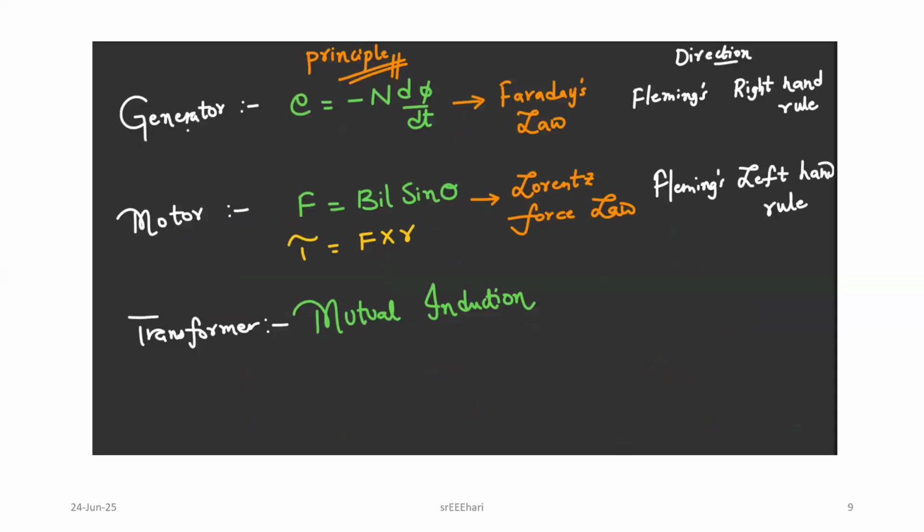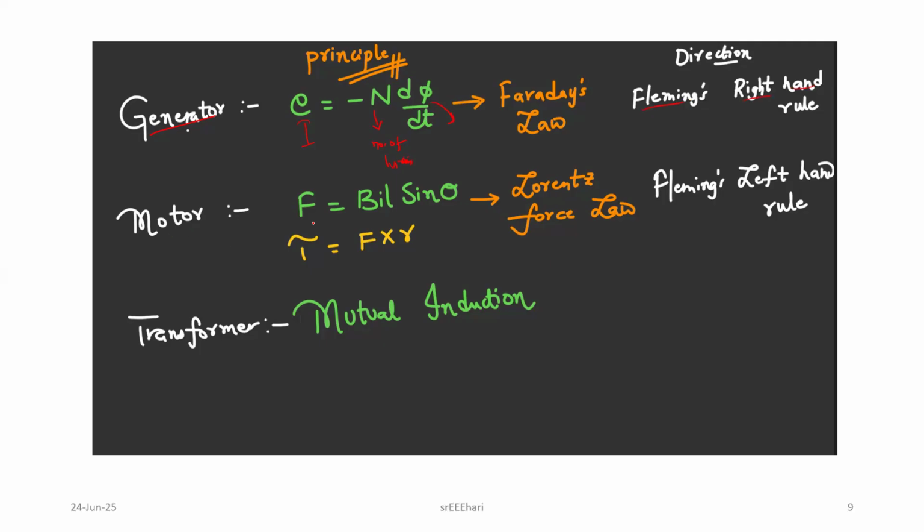Coming to the second unit, DC machines, we have the generator and motor principles. Remember the generator principle, Faraday's law. E equal to minus N d phi by dt. E stands for induced EMF, N stands for number of turns, phi stands for flux, and t stands for time. The direction is given with the help of Fleming's right hand rule.